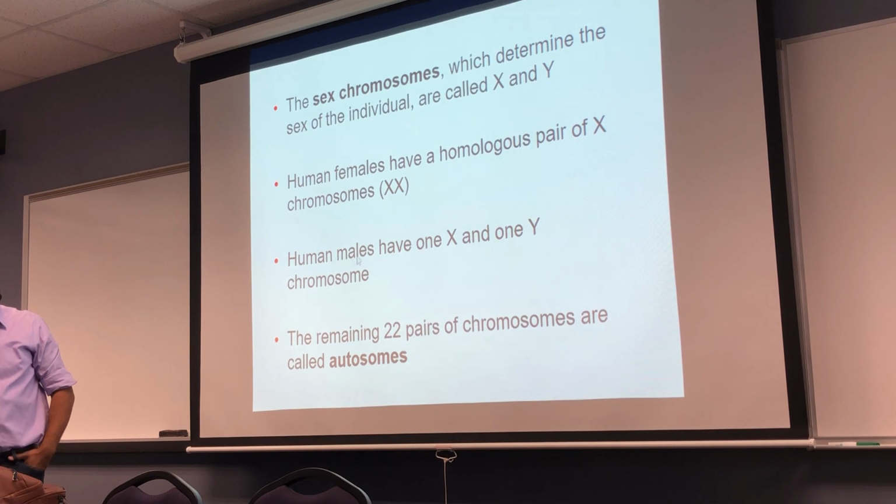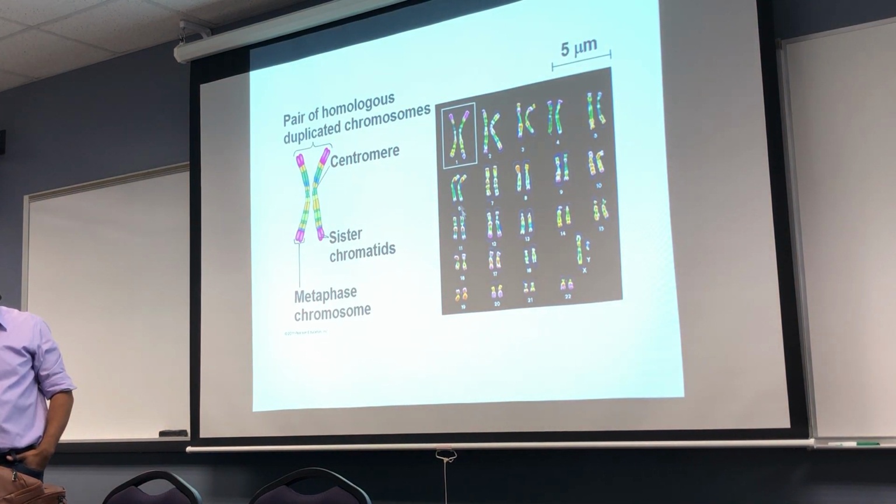Okay? Human males have one X and one Y chromosome. So you are a biological male, you have XY chromosomes. Sex chromosomes determine your sex. So the X chromosome comes from your mom, and the Y chromosome obviously comes from your dad. Okay, X and Y. The remaining 22 pairs of chromosomes are known as the autosome chromosomes. These are the autosome chromosomes, these 22 pairs. And this one right here is the pair of sex chromosomes.